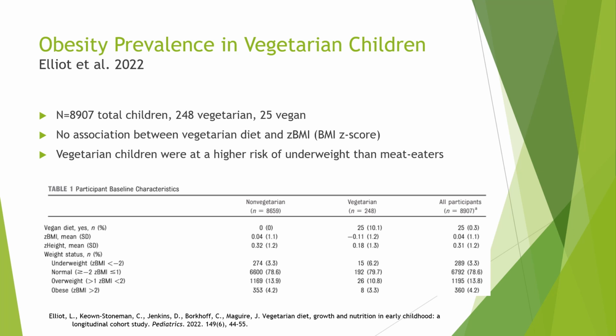They found that there were no significant differences between BMI Z-scores for children. There are, however, slight differences, which you can see on the bottom here. There is a slightly higher percentage of overweight in non-vegetarian children compared to vegetarian children. So it's 13.9% overweight in non-vegetarian and 10.8% in vegetarian.